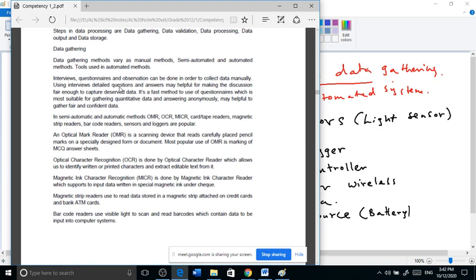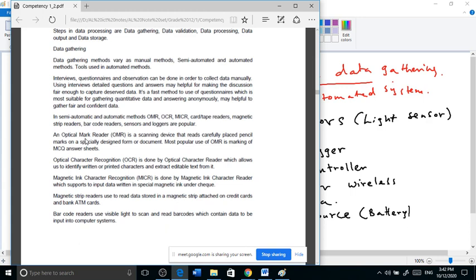Then semi means what? This OMR, optical mark reader, right? Semi-automatic methods are optical mark reader, barcode reader, OCR, MICR, these card readers and other things. So what we have to do, the human has to control these things.